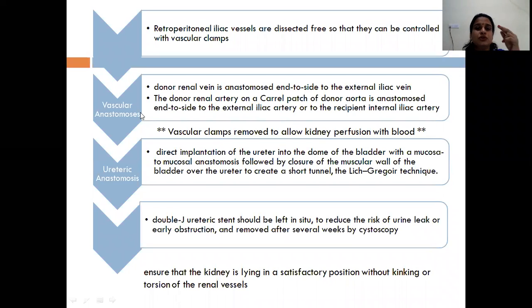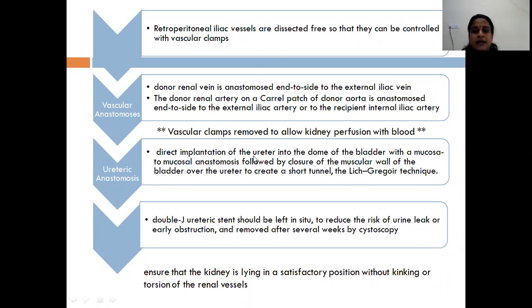Then you will remove the vascular clamps on the retroperitoneal iliac vessels of the donor, so that now the kidney is well perfused. This transplanted kidney is perfused. Next, we will do the ureteric anastomosis.